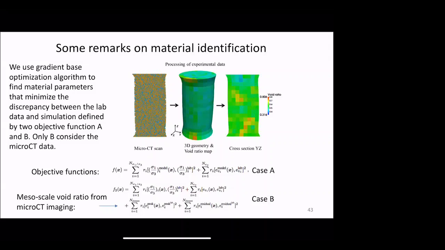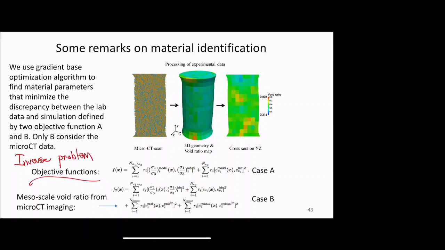Okay. Now here, what we want to do is compare two different ways of writing objective functions. So when you try to identify the material parameters, sometimes we call it an inverse problem.